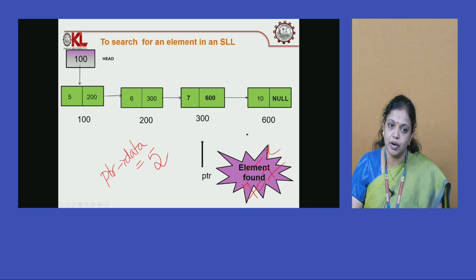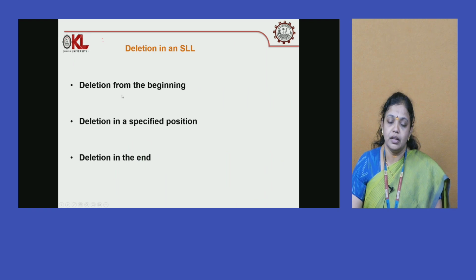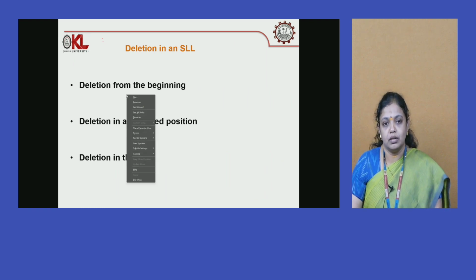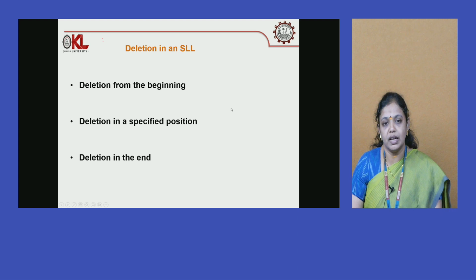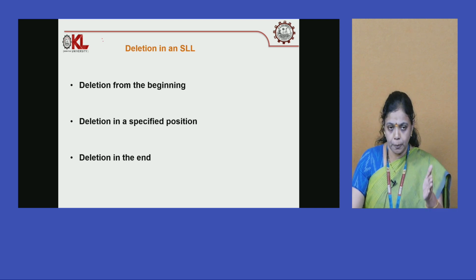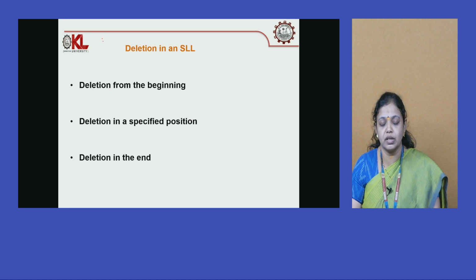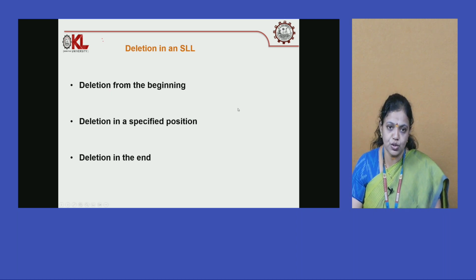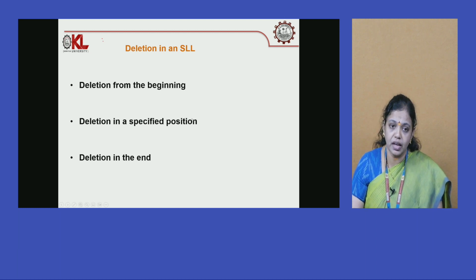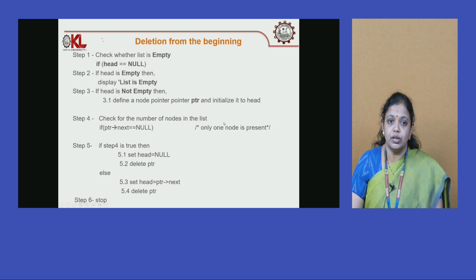So we have started from the head pointer, searched for the element 7, and printed the result. This is our search operation. Since we are moving from the head to the last, it is also called linear search, or sequential search. Now finally the deletion. I have come to the deletion operation. Again I can delete an element from the beginning, at a specified position, or at the end. So, deletion from the beginning.